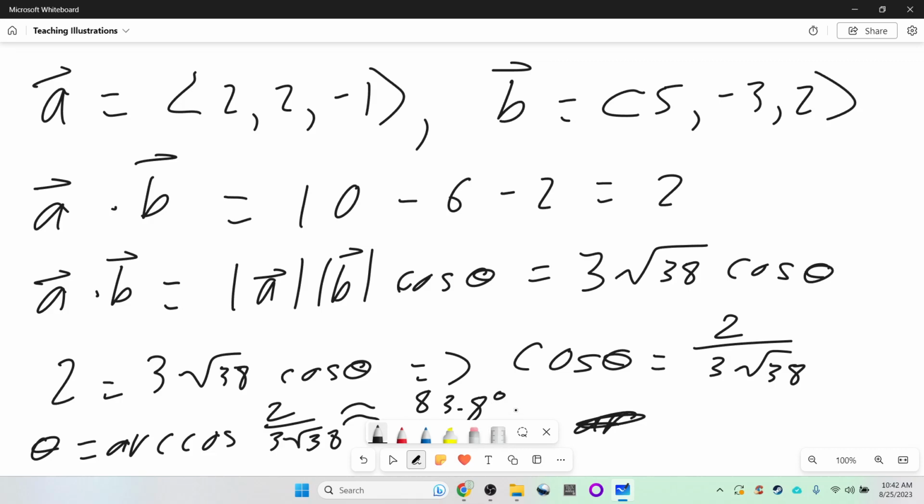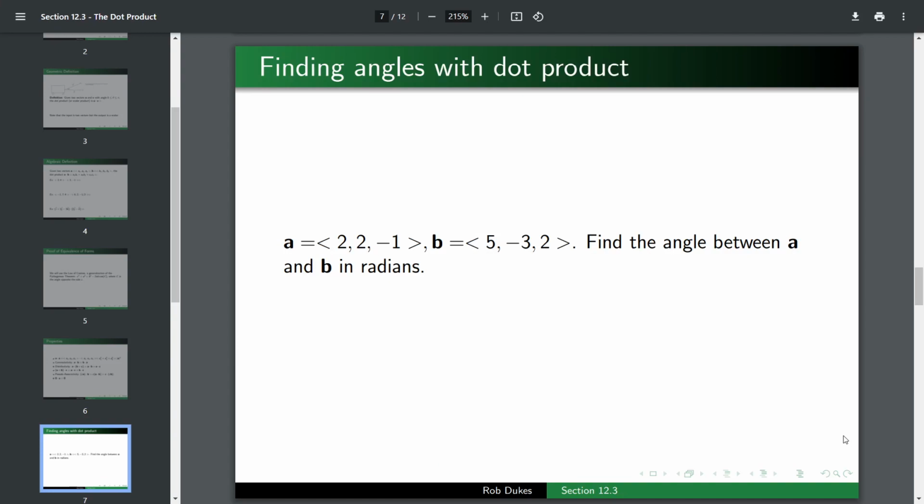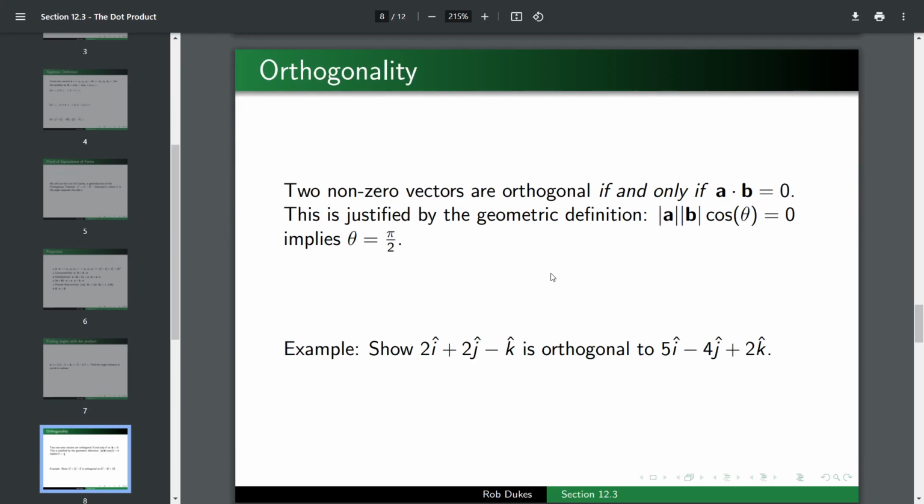So the angle is close to 90, and we notice the dot product is pretty small. 2 over 3 root 38 is a pretty small number. Because what if they were at an exact right angle to each other? Well, then the dot product would be 0. We know this already. Two non-zero vectors are orthogonal if and only if a dot b is 0. So back at our first example where Jeff was sitting on the cart and not doing any work, if the angle between them is 90 degrees, the cosine of 90 degrees is 0, so the dot product is also 0, and vice versa.